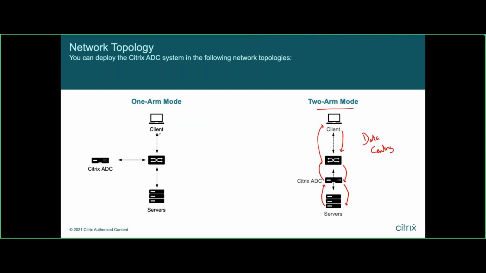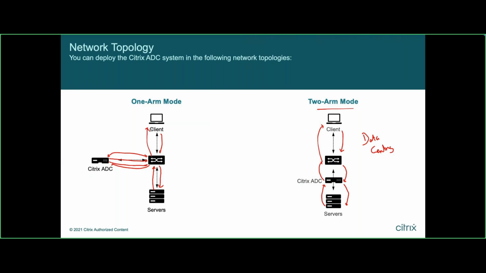In one arm, the client sends the request to the switch. The switch forwards it to the ADC. The ADC applies the policies and sends it back to the switch, and then the switch sends the request to the server. The server responds back to the switch, the switch forwards it again to the ADC, and the ADC forwards it again to the switch and then to the client.